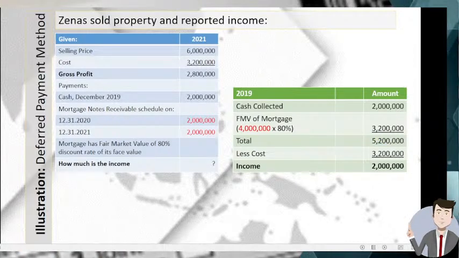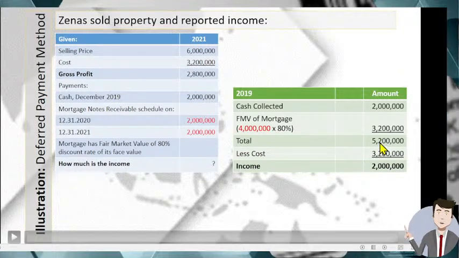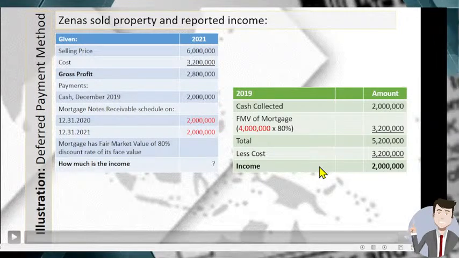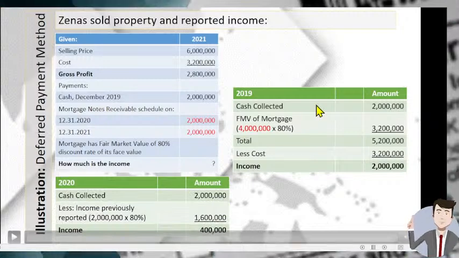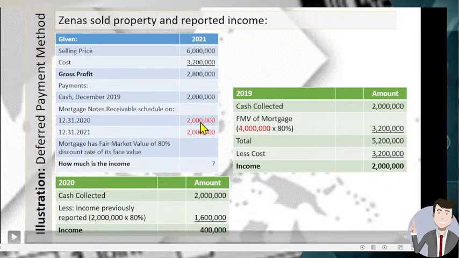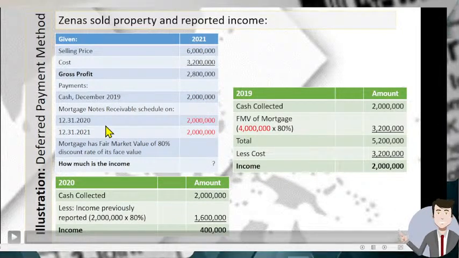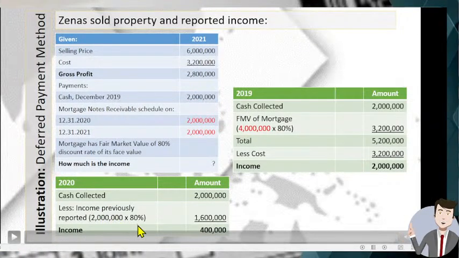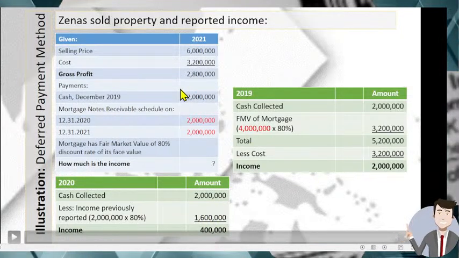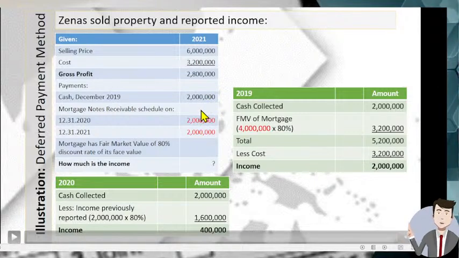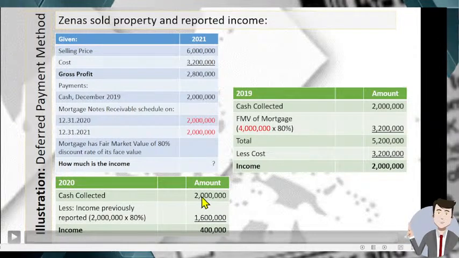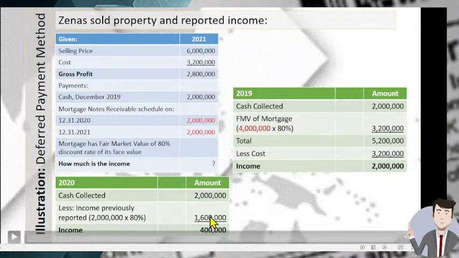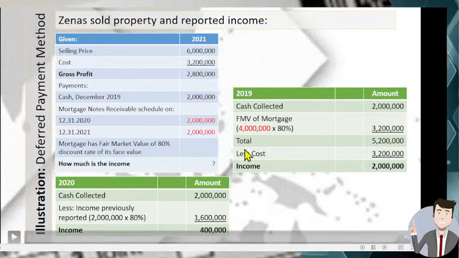So the total collections made in 2019 is 5,200,000 less the cost, which is given as 3,200,000. So the income to be reported in the year of sale is 2 million pesos. Okay? So for 2020, the amount of cash collected is 2 million. We have to deduct the amount to be received on 2021, that's 2 million, and it is discounted, so the income previously reported is 2 million multiplied by 80%. So we have already collected the amount of 2 million in the previous years, right? So it was discounted at 80%. So obviously, our cash collection portion refers to the amount already collected in the previous years. That's 1,600,000. So the amount that we're going to report under the deferred method is only 400,000.